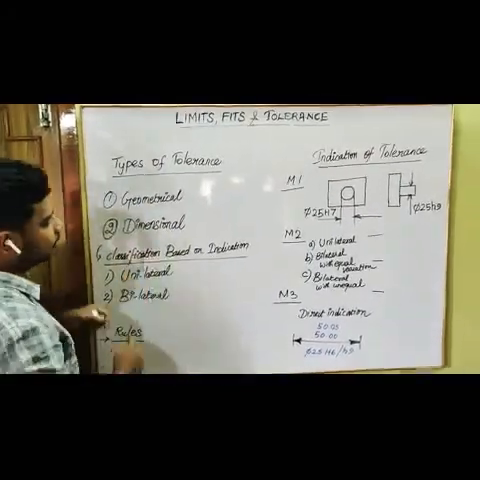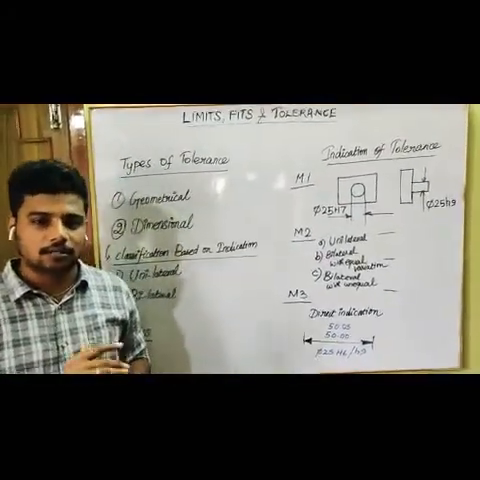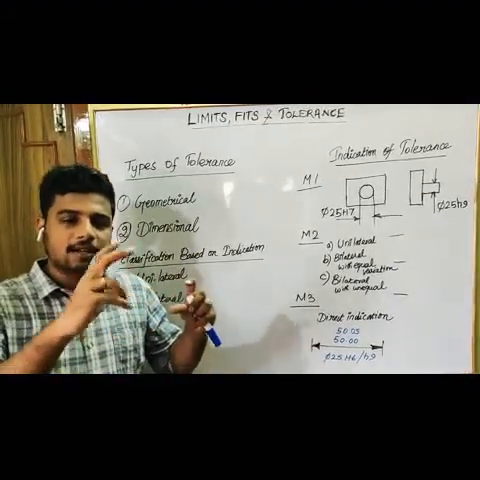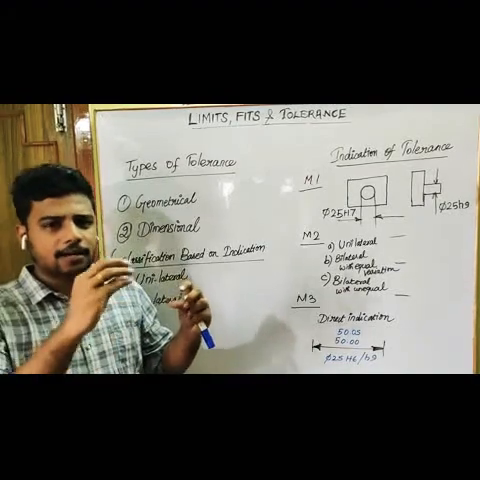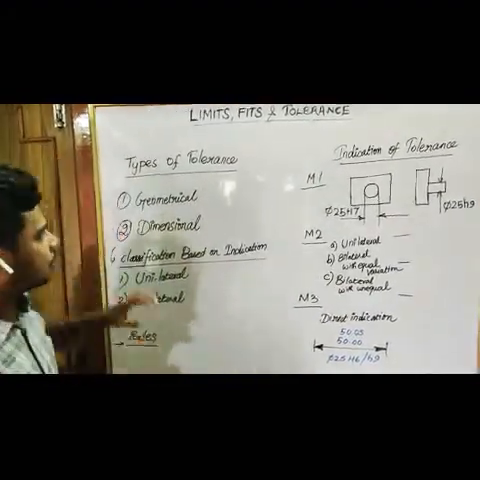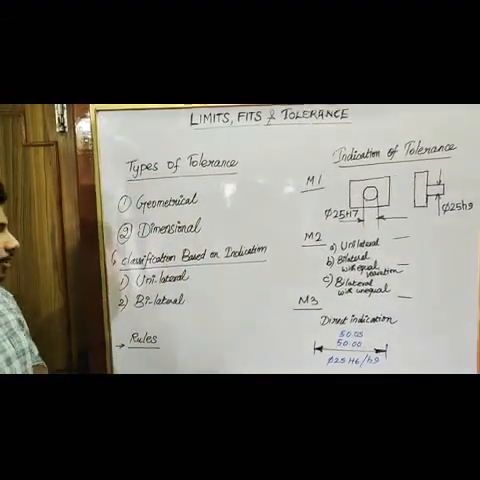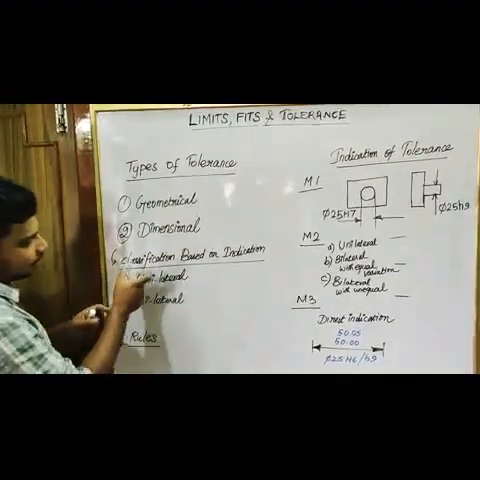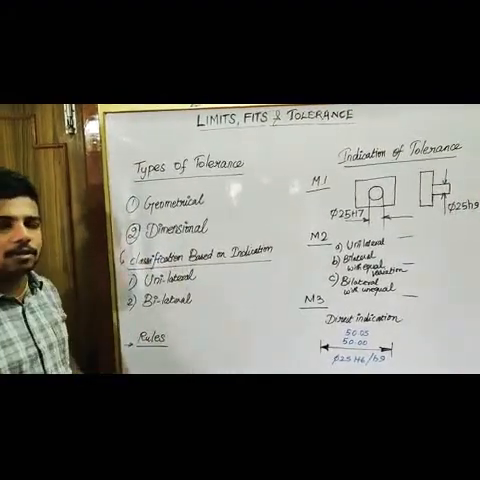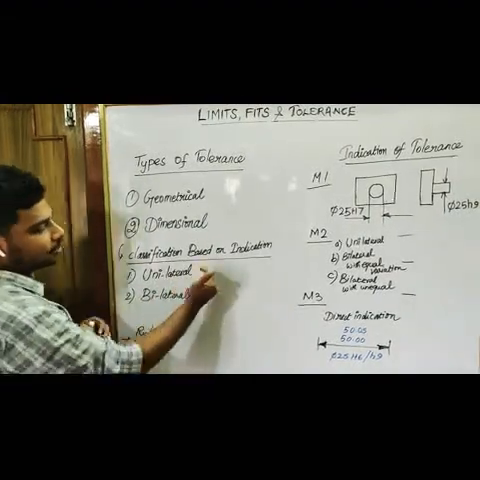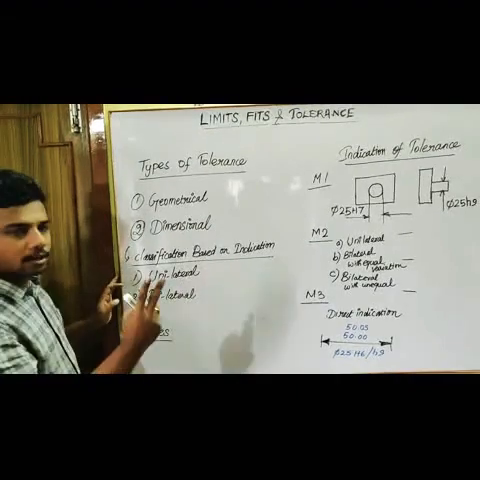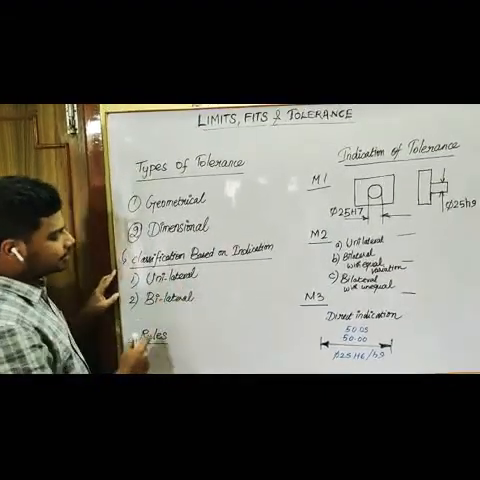Another type is your dimensional tolerance. That's what we have seen. We'll be giving the dimensions. Those dimensions can be given in some limit, so less than and greater than. Within this limit it has to be there. That is called dimensional tolerance. So these are the 2 types of tolerances here. How can we classify based on the indications of your dimensional tolerance? Your dimensional tolerance is further classified based on the indications. How can we indicate that? We can indicate your dimensional tolerance in 2 ways, that is your unilateral and bilateral.